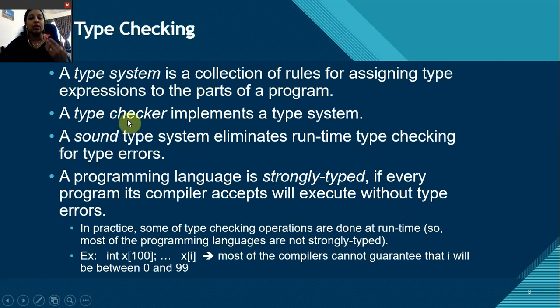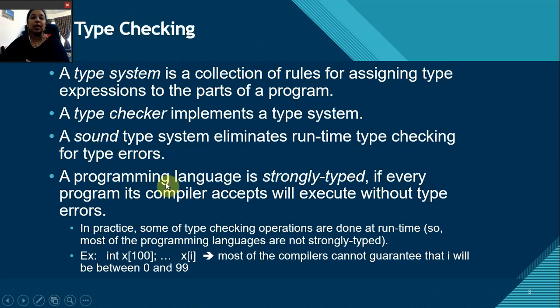Now when are we going to do type checking? We can do it before compilation time, during the process of compilation, and after compilation, that is while you execute the program. If we eliminate runtime type checking as a whole and only go for static type checking, that is type checking during the compilation time, then we call the type system a sound type system.